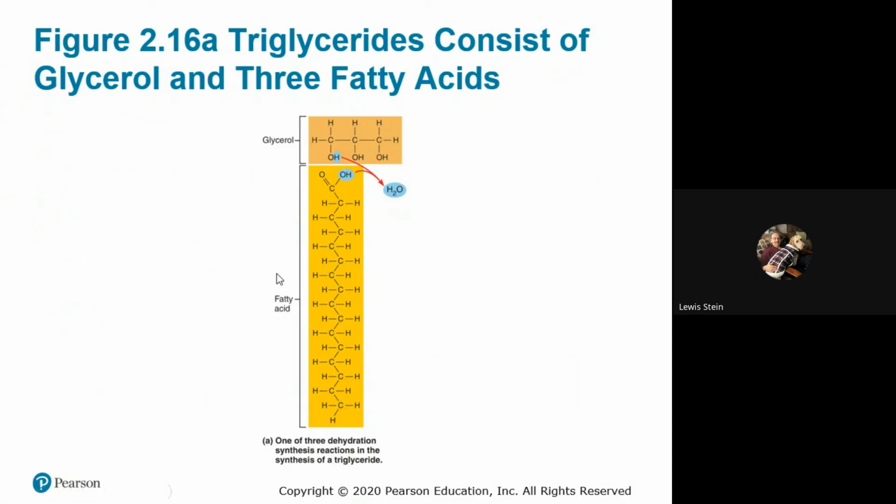Long chain means 8 to 20 carbons in that particular chain. And at the end of it, they have something called C double bond OH. That's a carboxyl group, and that is another name for an organic acid.